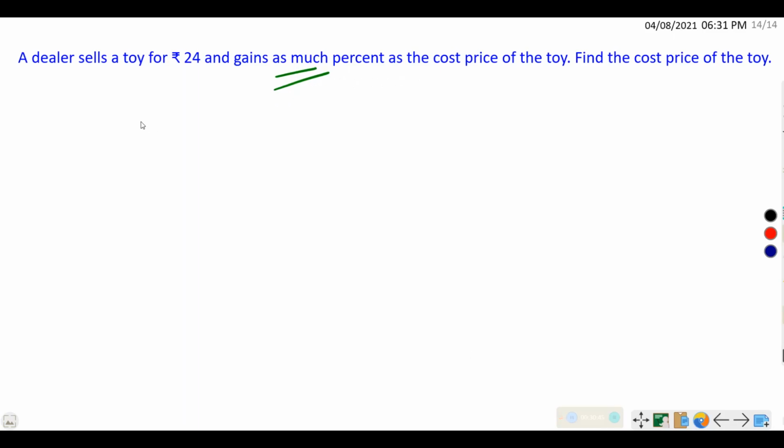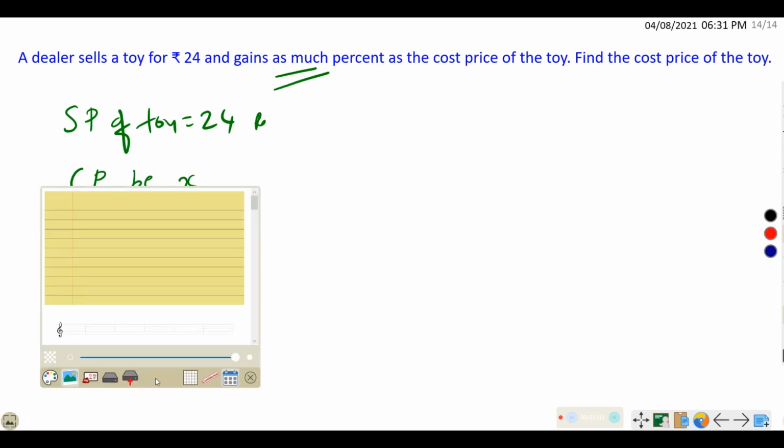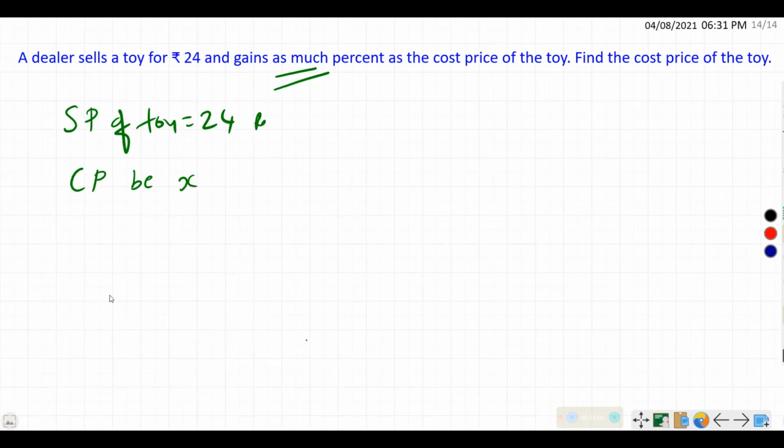A dealer sells a toy for 24 rupees and gains as much percent of cost price of the toy. Find the cost price. Pause the video, read the question 2-3 times. Selling price is given as 24 rupees and cost price, no idea, let it be X. But one information is given. He made profit equivalent to the cost price. If you are writing the profit in percentage, it will be equal to the cost price. If cost price is X, the gain percent is X percent.